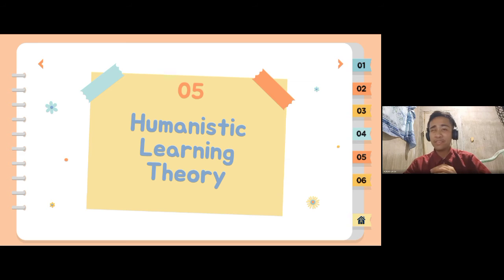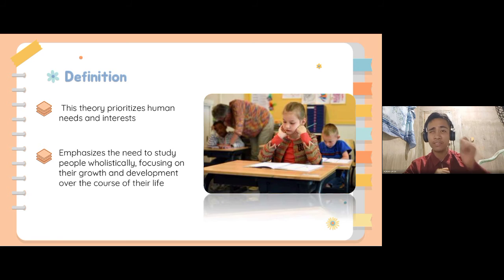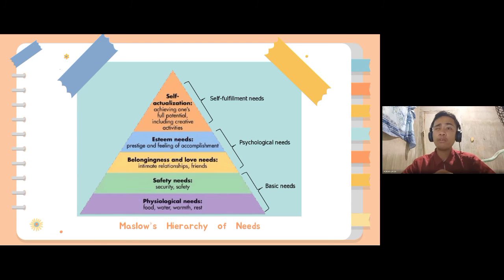Moving on, we have the humanistic learning theory. So, this theory prioritizes human needs and interest, and it emphasizes the need to study people holistically. So, we should not just focus on one part of our lives, but in totality, or as I said earlier, holistically. Does this sound familiar to you? Do you remember Maslow's hierarchy of needs? Well, we'll get to that. So Maslow's hierarchy of needs is basically a pyramid, and it shows you the needs that must be met before you can actually self-actualize.